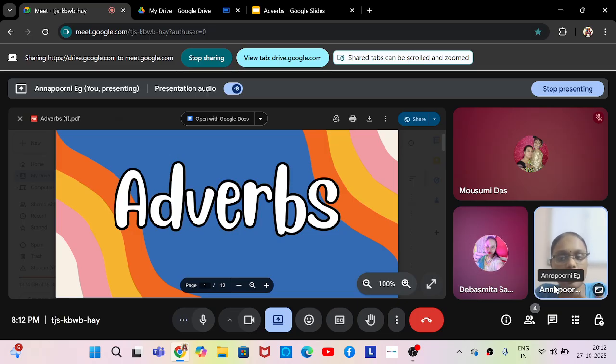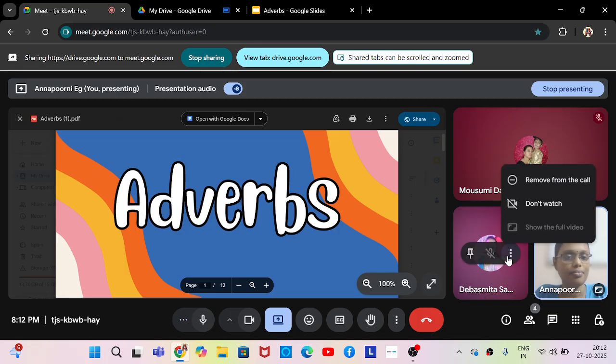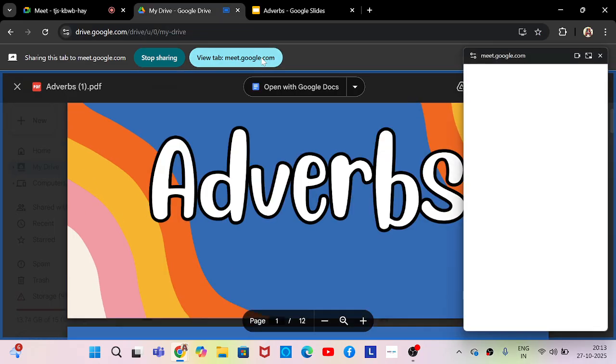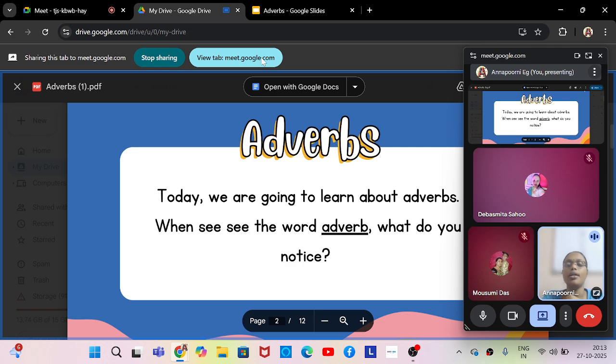So adverbs are nothing but, yes, Devasmita? Okay. So adverbs are words that describe a verb. So adverbs क्या है? Verbs को describe करने वाले words को adverbs बोलते हैं. Okay, so adverbs will describe the verbs. So now we will see, let's have an introduction. Today we are going to learn about adverbs.